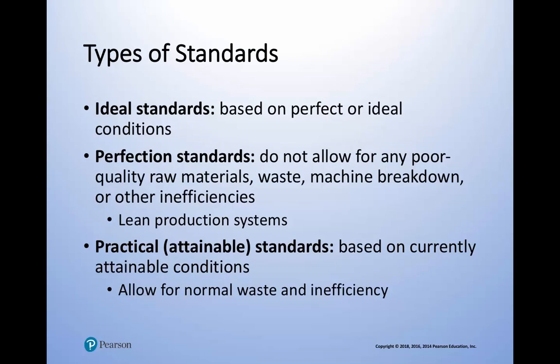So we have three types of standards. We have the ideal standard, and that's based on perfect or ideal conditions. These perfection standards do not allow for any poor quality raw materials, waste, machine breakdown, or other inefficiencies. So if you're going towards lean production where you're just in time, everything works perfectly, you're spending a lot of time up front to make sure your process is perfect, you'll probably be using those. What most companies will look at with their standards is the practical or attainable standards, right?